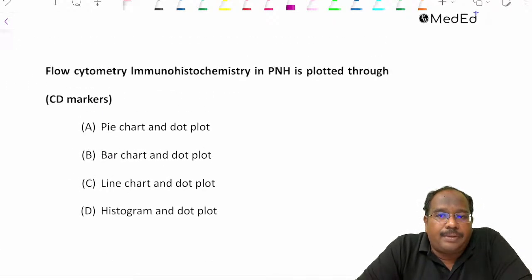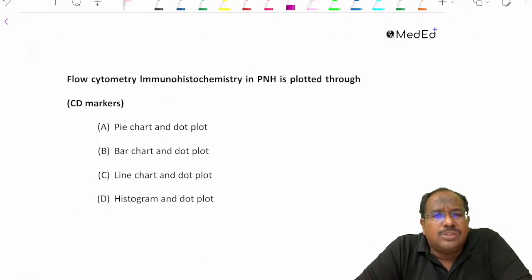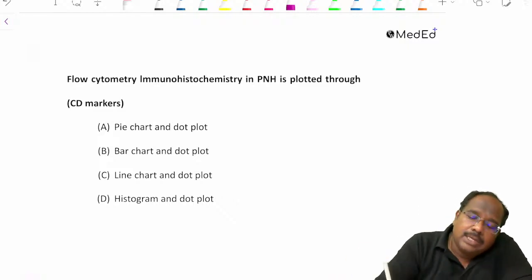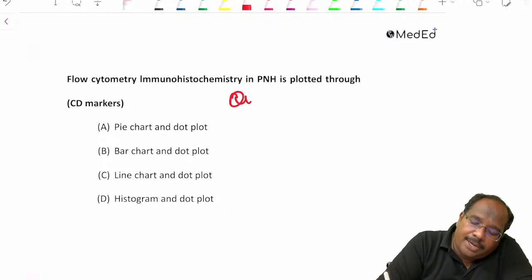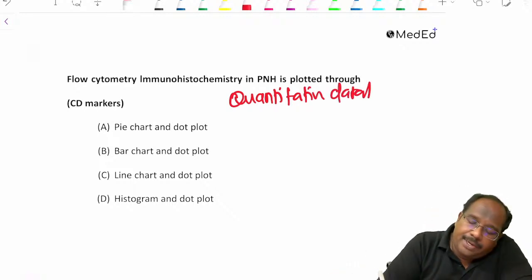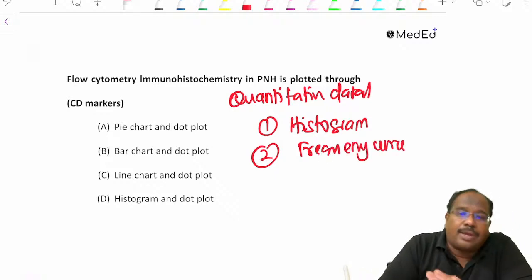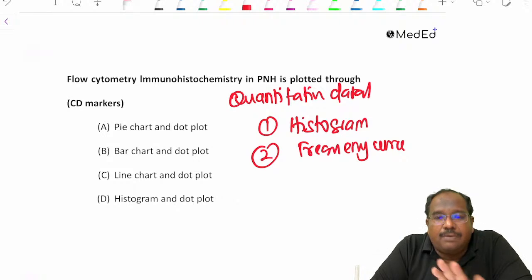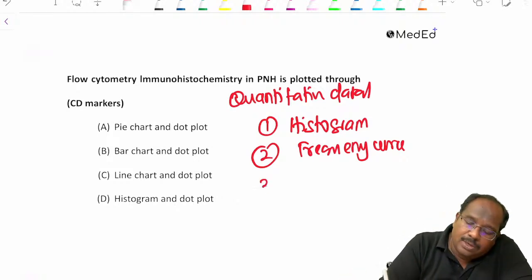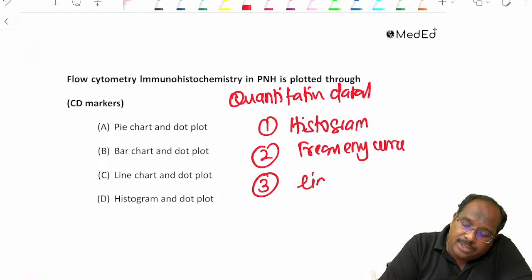Flow cytometry, immunocytochemistry: these are examples of quantitative data. So what graphs can we use for quantitative data? We can use a histogram, a frequency curve, a frequency polygon, and a line diagram.